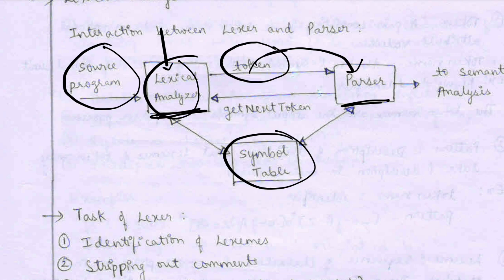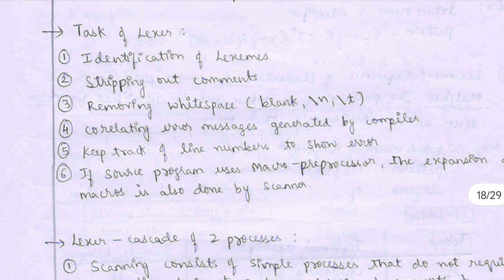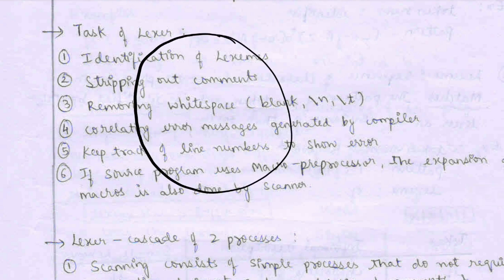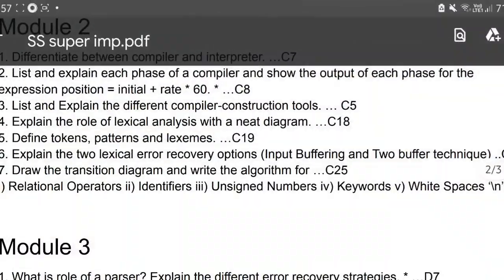And after that, when it is done, it will go to the semantic analysis, and it will fetch the next token from here. And the task of the lexical analyzer is present here. You can go through it. Okay, that's all you have to explain for the role of lexical analysis. Then we have to define tokens, patterns, and lexemes. These are the 3 definitions which you have to memorize.